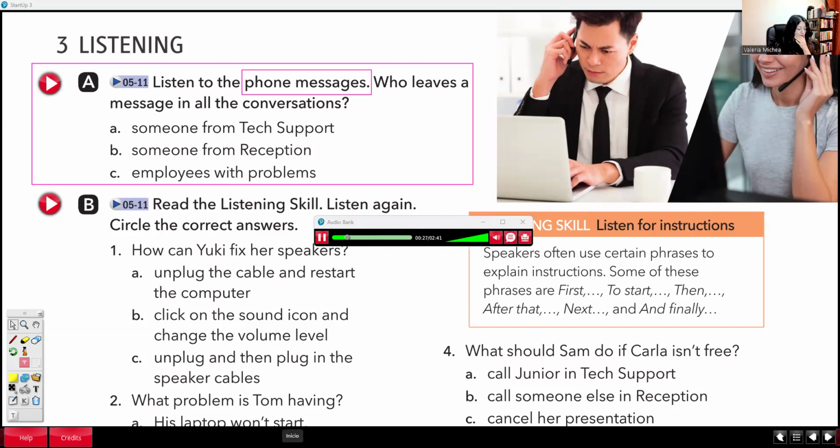2, Hi, Tom. This is Junior. You reported that your laptop screen is frozen. Your laptop is new, so it won't be a serious issue. First, try restarting the computer. After that, try logging in again. Please call me back if that doesn't work.